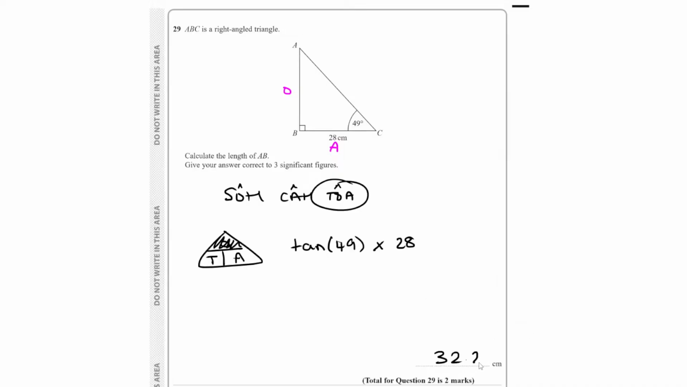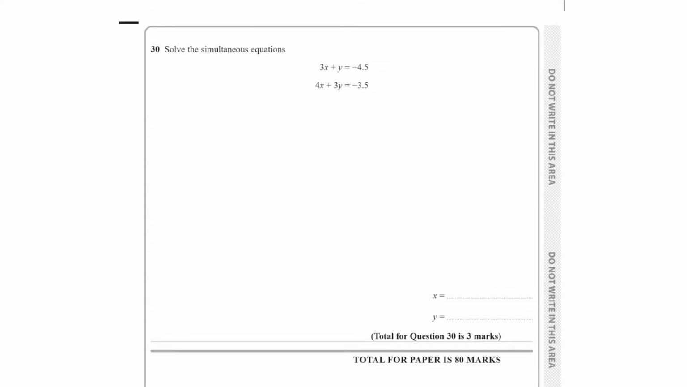Centimeters, and that's just 2 marks. Now, last question, we've just got a really nice solve the simultaneous equations. They're just linear. You can use elimination or substitution, it's up to you. I tend to use elimination, that's just my personal preference. You might have a different preference, which is fine. But I will show you elimination in this case.